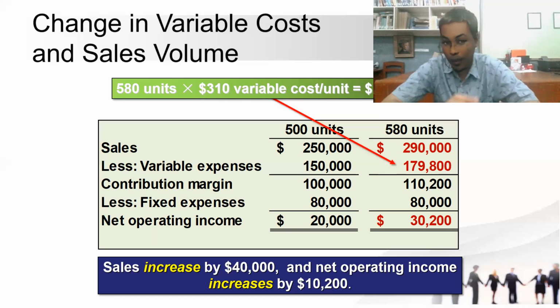And therefore, we have what? A net operating income increase. We have an increase in operating income, an increase in profit. How much increase? 10,200.